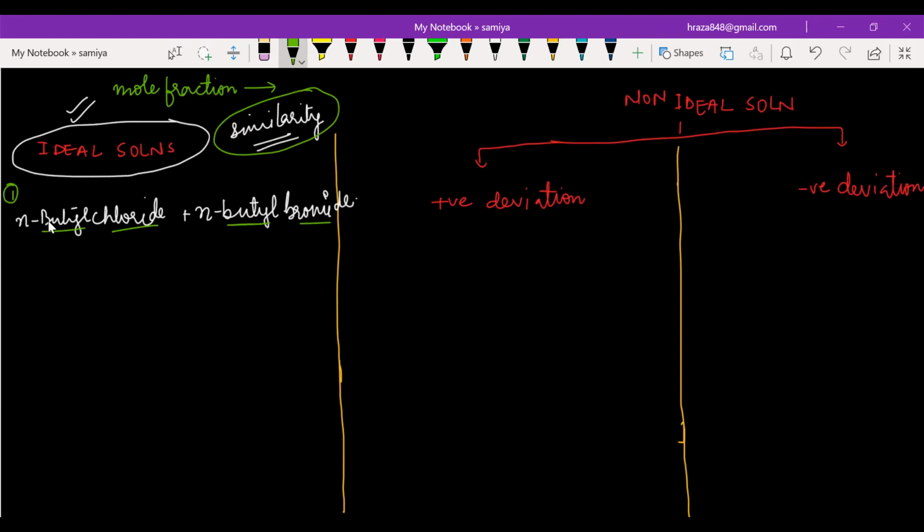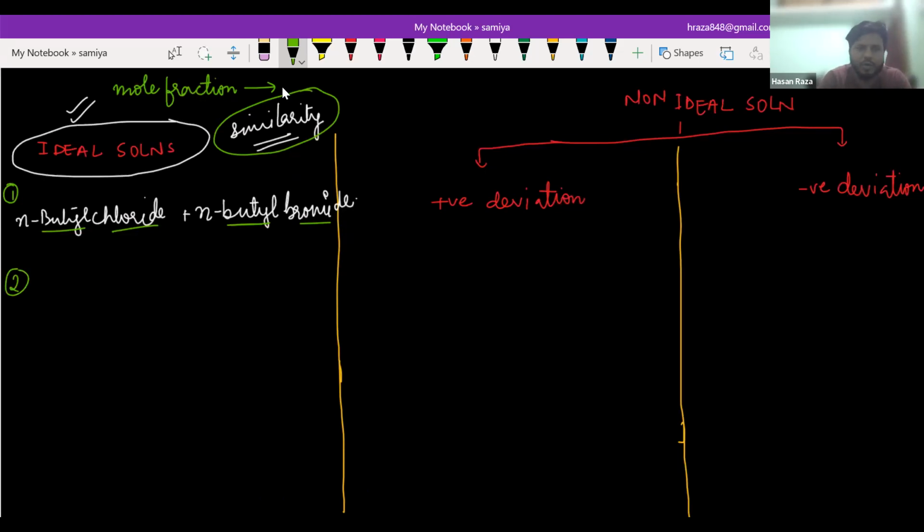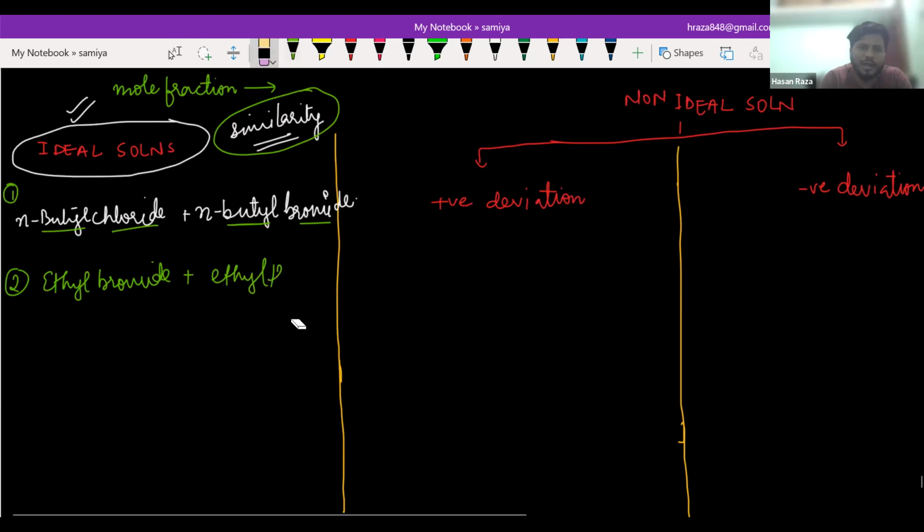Ideal solutions are the ones you can recognize by similarity. If there is similarity, that will be an ideal solution. Second, take an example like ethyl bromide plus ethyl iodide. You can see that there is similarity, so that will be an ideal solution.